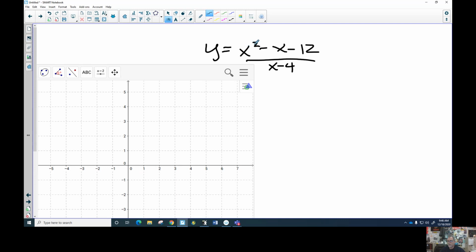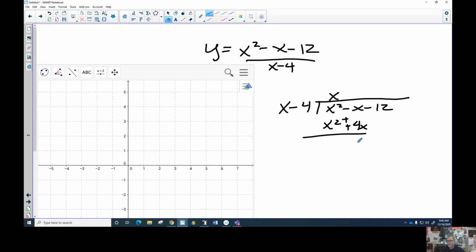Now, this appears to have the graph that would be x squared over x, so I could divide this, right? So let's take a look at that. So far, it looks like it should have a vertical asymptote at x equals 4. But let's take a look. X minus 4, because we know we're going to need the horizontal asymptotes also, into x squared minus x minus 12. So if I do this, I know that's x. So x times x is x squared. X times negative 4 is negative 4x. And subtract. So I get 3x minus 12. Right, I'll bring down the next term. X going into 3x is a positive 3. And I get 3x. 3 times negative 4 is negative 12.